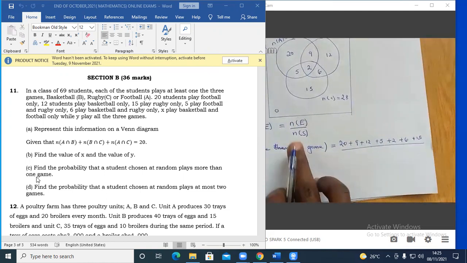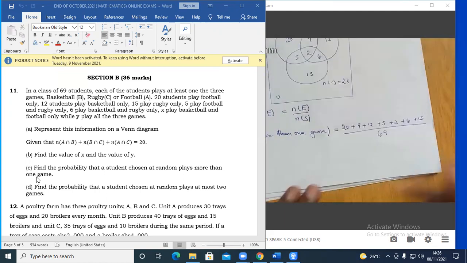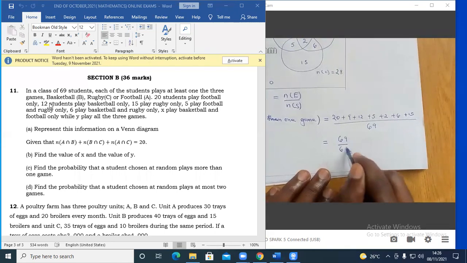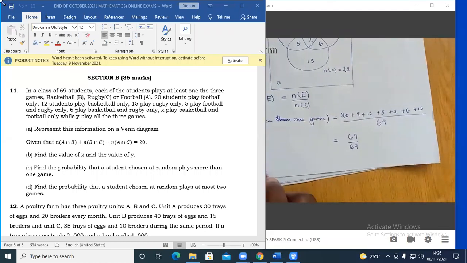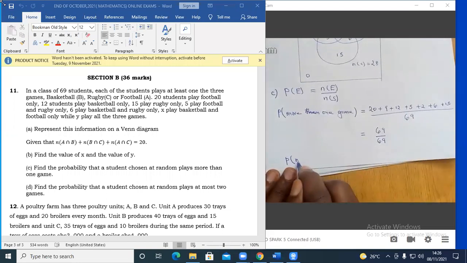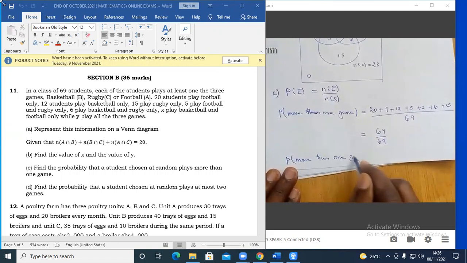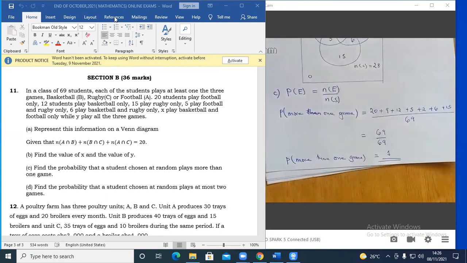Everything divided by the universal, which is the sample space, which is 69. So when you add all of that, what do you get? You get 69. 69 divided by 69. So what's the probability, members? The probability is 1. Good.